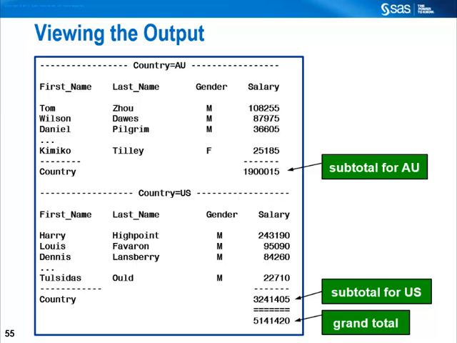After we run the program, this is the output that we get: the sum of the salary for Australia, the sum of the salary for US, and then the grand total is there.